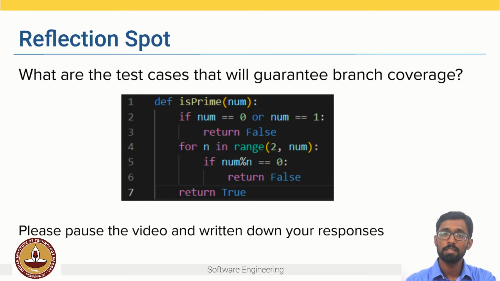Learners, here is a reflection spot for you. This is the is prime function, which takes a number num and returns true if it is prime, else it returns false. What do you think are the test cases that will guarantee branch coverage? Please pause the video here and think about these test cases before proceeding.